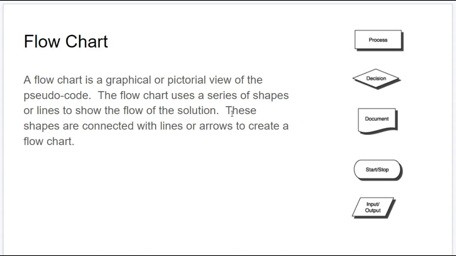The flowchart uses a series of shapes or lines to show the flow of a solution. These shapes are connected with arrows. So here are the shapes. This is my process, my decision. This would be like output, and this would be where I start or stop. And this would be output. I kind of like to use one of these for input and this one for output, but there's no rules, just rights.